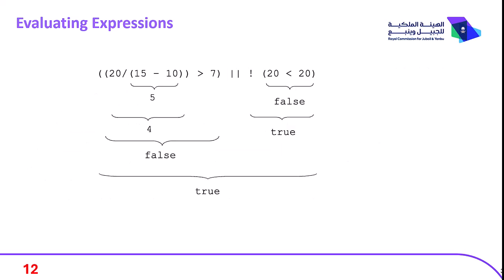Evaluating expressions example. Let's walk through an evaluation. In this complex expression, we solve the inner parentheses first, getting 5 and then 4. We compare that to 7, which gives us false. On the other side, we evaluate if 20 is less than 20, which is false, but the NOT operator flips it to true. Finally, false or true results in an overall value of true.